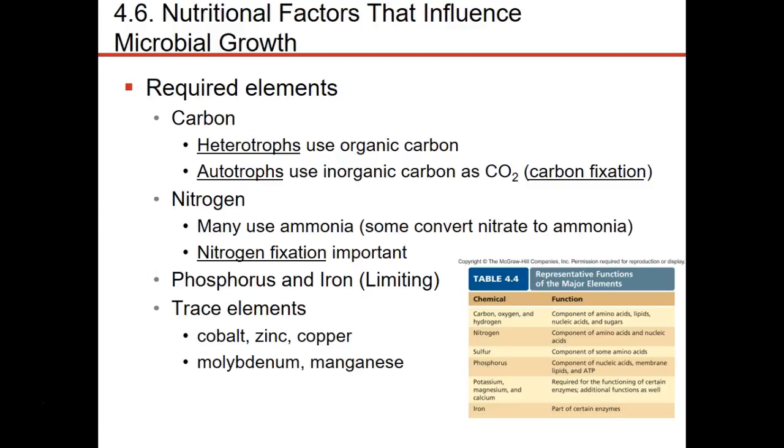Phosphorus, or I'm sorry, not phosphorus. Iron and phosphorus are both chemicals that tend to be limiting factors because they're not as common as the other elements. And then we need some elements just in small amounts for different enzymatic functions. Those are the trace elements.